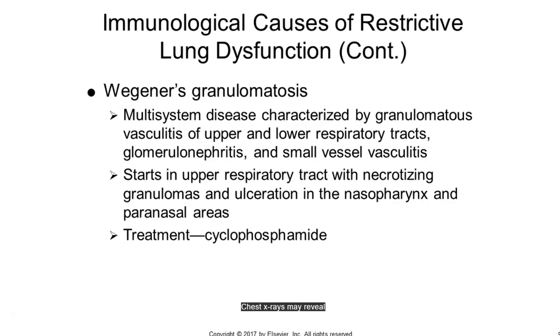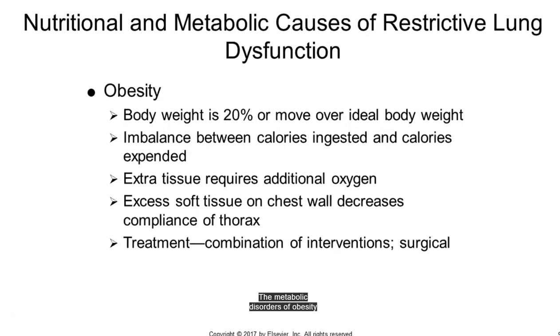Chest x-rays may reveal pulmonary infiltrates or cavitation or lesions. The treatment of choice is cyclophosphamide and can produce a partial or marked improvement in 75 to 91% of patients. Without treatment, death is usually rapid. The metabolic disorders of obesity and diabetes may also affect the lungs.